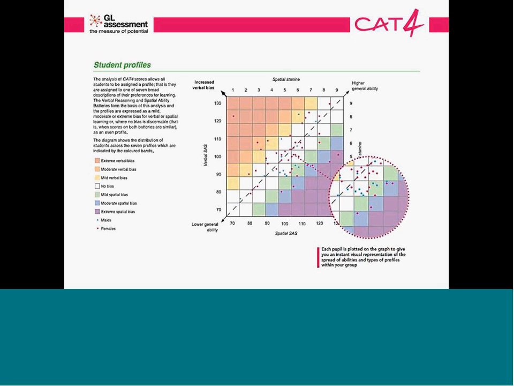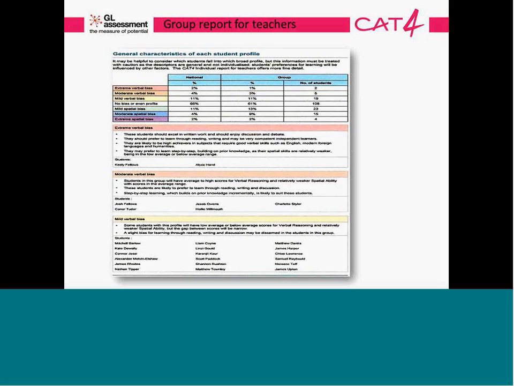Beyond that scatter graph, we take each of those 7 groups, from extreme verbal bias running to extreme spatial bias, and for each of those groups we're able to list the individual students that fall into them. Alongside that are three or four bullet points trying to give you an idea of what it might mean to be verbally biased or mildly verbally biased in terms of their learning in the classroom. So here in the group report we can see the students that fall into the bands. In a sample, it does in fact cover the whole of those 7 groups.